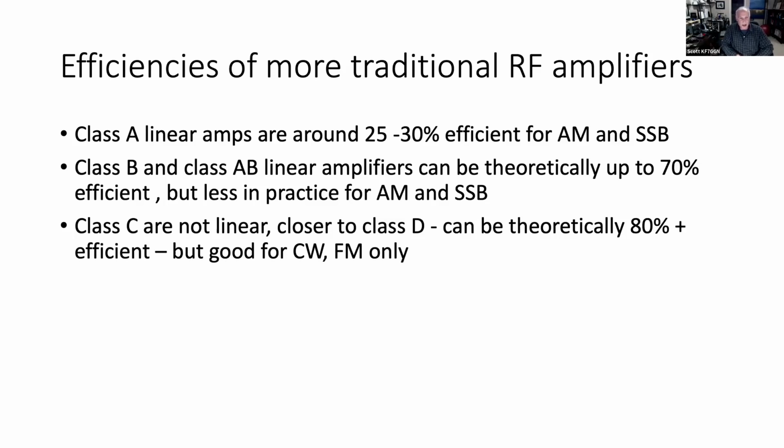The improvement over Class A is Class B, because those are push-pull type amplifiers. We have two tubes or two amplifiers, two transistors that are working in tandem, but they're working in a push-pull mode, which means that when one is conducting, the other is not. And then that increases the efficiency by quite a bit over Class A. And in theory, you can get up to 70% efficient or better using a Class B amplifier.